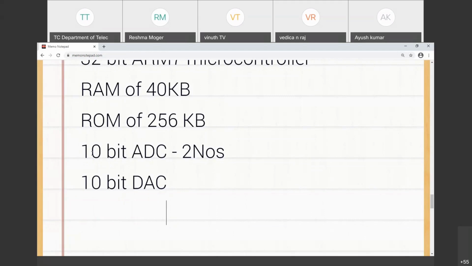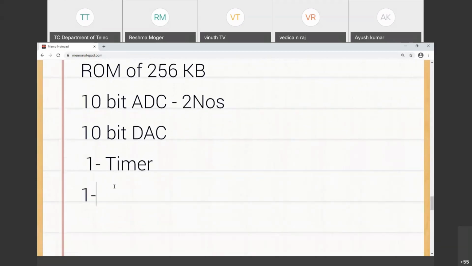Let us cross check all those pin configurations in detail. 10-bit ADC, it has one timer. Okay, what is this timer? We will see what you mean by timer, what you mean by counter, the differences we need to understand as and when we go. It has one watchdog timer. So I'm writing the specifications, that's it, what that LPC2148 has. Okay, so now it has one watchdog timer.